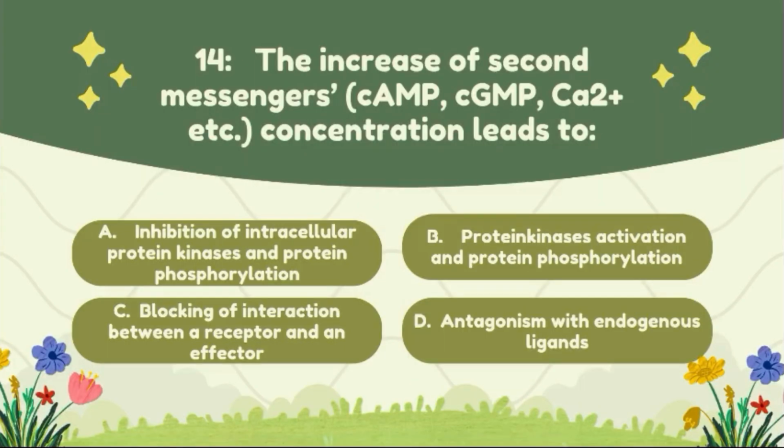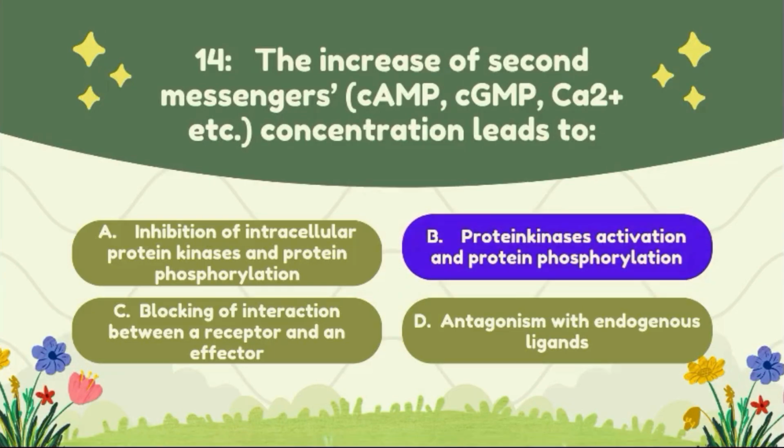Question number 14. The increase of second messenger cAMP, cGMP, calcium concentration leads to: A. Inhibition of intracellular protein kinase and protein phosphorylation. B. Protein kinase activation, protein phosphorylation. C. Blocking of interaction between receptor and its effector. D. Antagonism with endogenous ligand. The correct answer is B, protein kinase activation and protein phosphorylation.